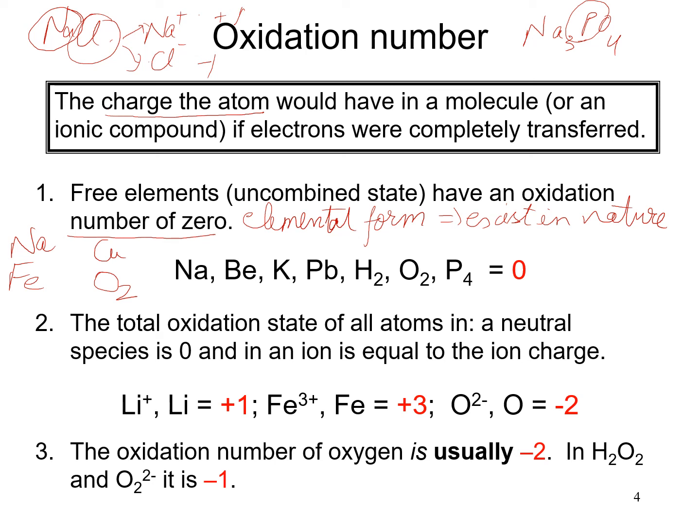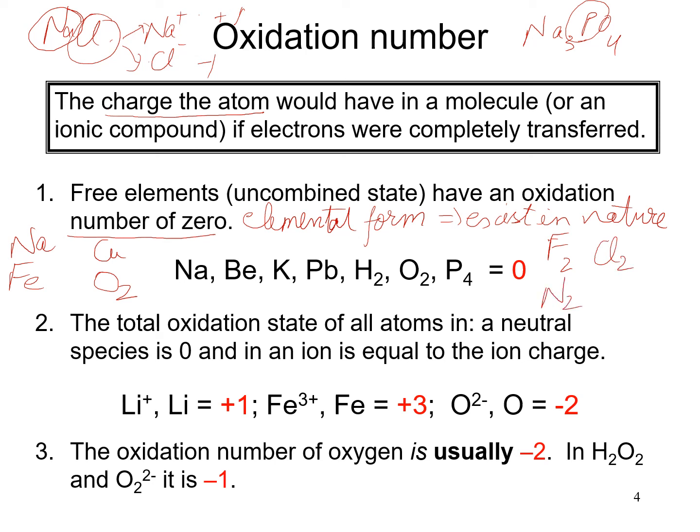So here are some examples. Copper, sodium, iron, potassium exist like this. Lead, which is present in our pencils, exists as just lead by itself, Pb. Oxygen exists as O2. Hydrogen exists as hydrogen gas, H2. Phosphorus exists as P4. Some other examples are halogens. Fluorine exists as F2 gas. Chlorine exists as Cl2 gas. Nitrogen exists as N2 gas.